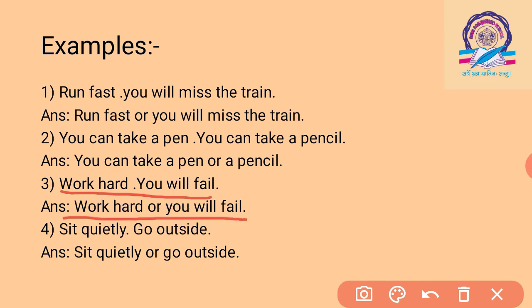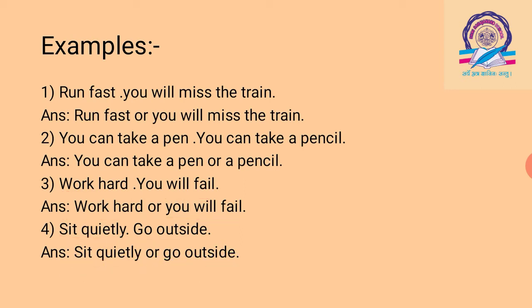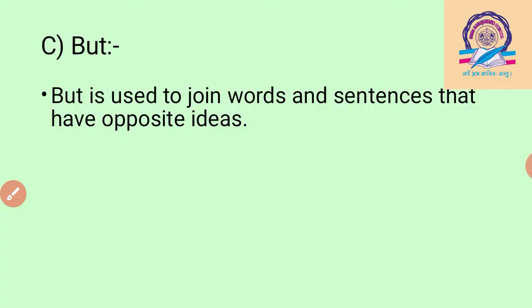Then: sit quietly, you have to sit properly in the classroom, or go outside. You have the choice. If you want to sit in the classroom, you have to sit quietly, and if you do not want to sit quietly in the classroom, you can go outside of the classroom. So here the choice depends upon you. So I have joined here, and the words that are repeated we write only once, and we have to write the whole sentence here: sit quietly or go outside. So or is used when there is a choice here.